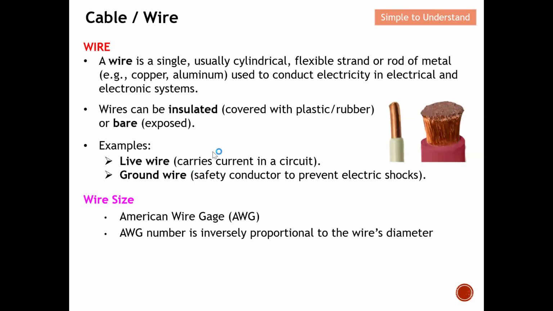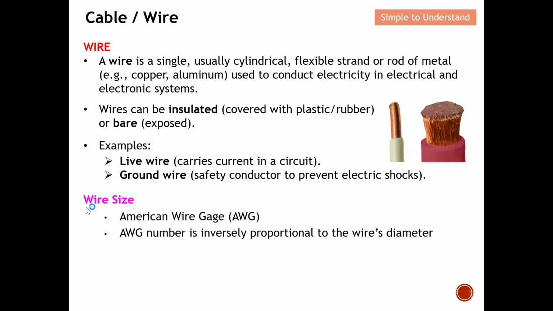Some examples of wire: we have the live wire, which is typically red in color. It carries current in a circuit. We also have the ground wire, which is a safety conductor. They are mainly either yellow or blue in color. As I mentioned earlier, this prevents us from getting an electric shock, because they shunt all the current into the ground.